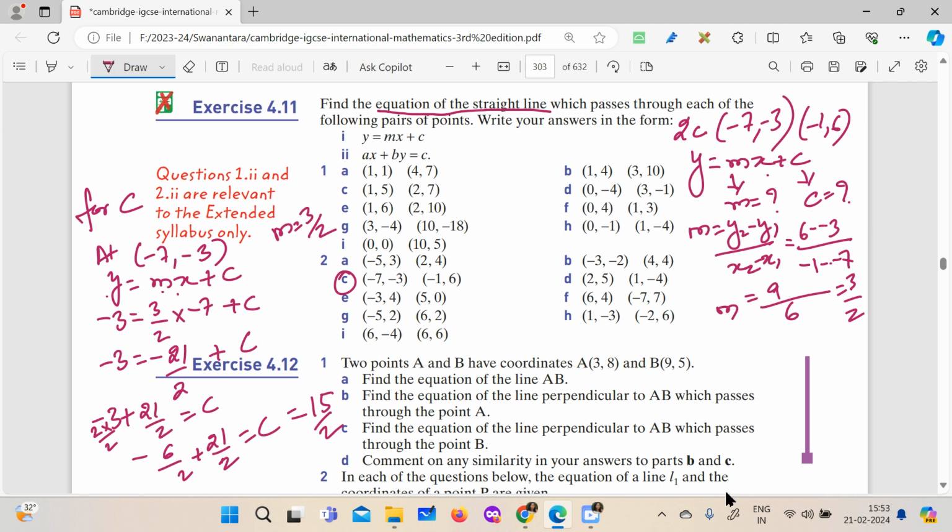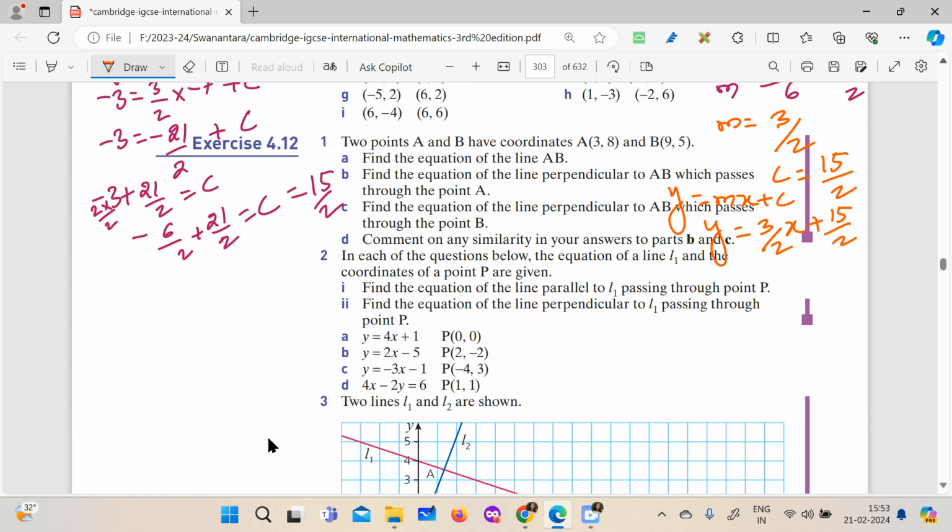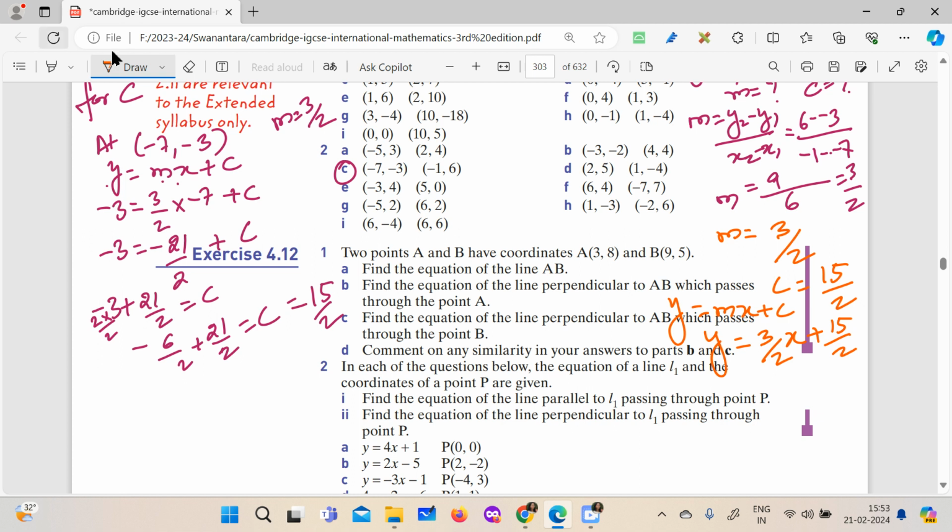Now we have m equal to 3 over 2 and c equal to 15 over 2. We substitute these numbers in the equation y is equal to mx plus c, and we get our equation as y is equal to 3 over 2 x plus 15 over 2. Any doubt? Everything is clear until here? Okay.